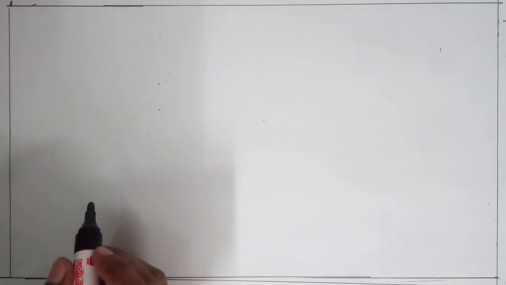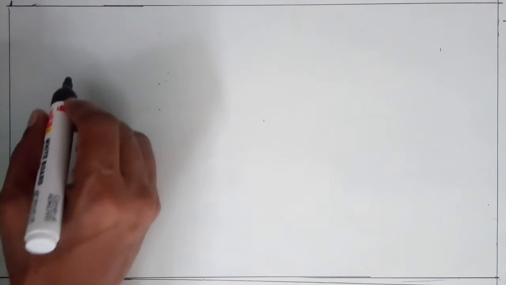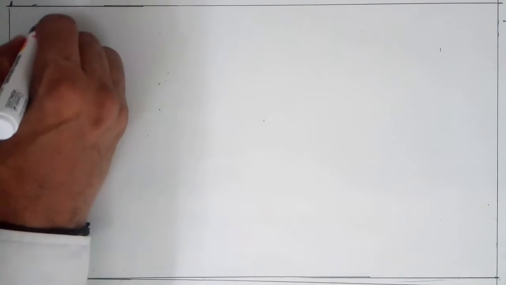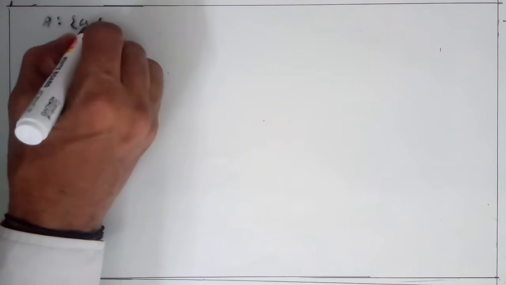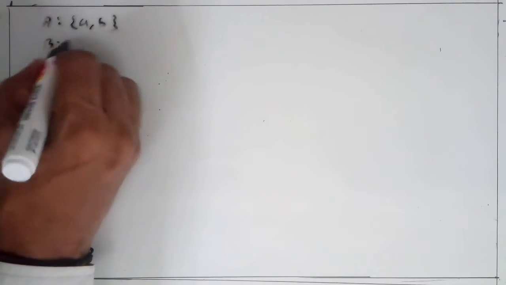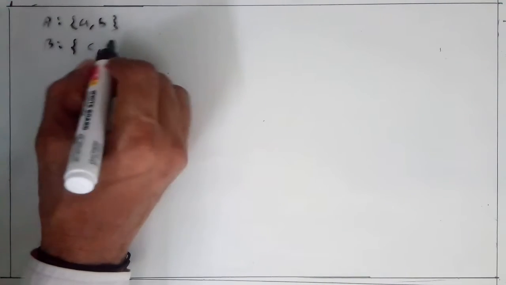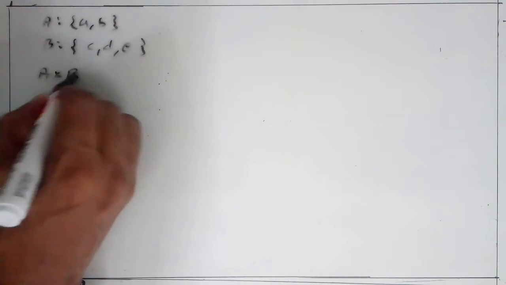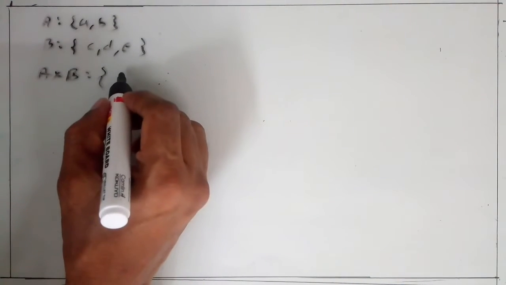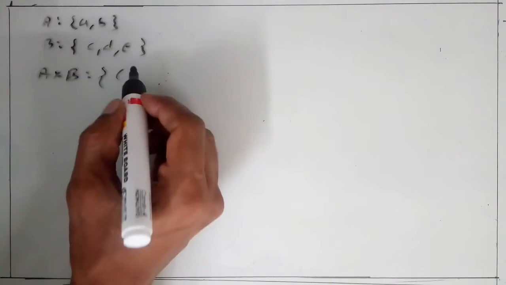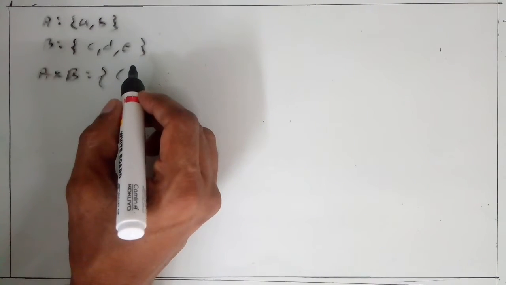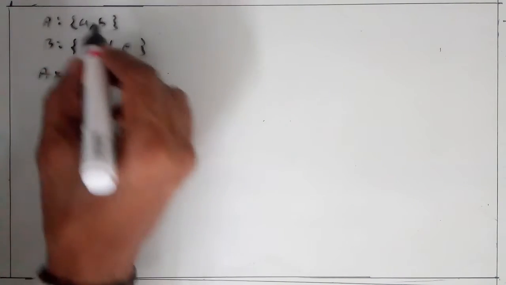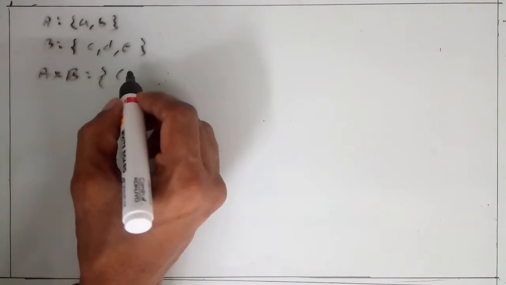Friends, now we discuss relations. You know about the cross product for two non-null sets. Like set A equals {A, B} and set B equals {C, D, E}. Then the cross product of these two sets, A cross B, is the set of all ordered pairs whose first element is an element of the first set and the second is an element of the second set.